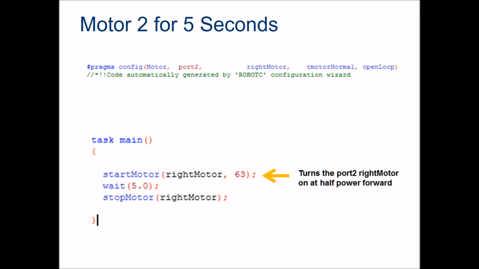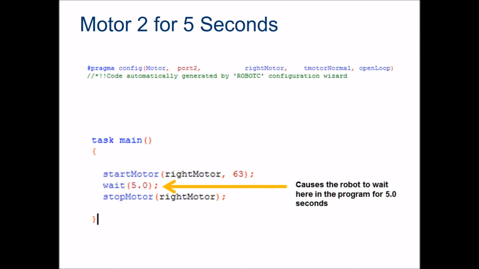task. What's happening is the right motor. That's what we called it. There's nothing called right motor in our sensors setup. In this case, in the example, we called it right motor. It's plugged into port 2, but we labeled it as right motor. And what are we doing? We're turning on at power level 63, which is half power. It's a positive number, and so it's going to be going forward.